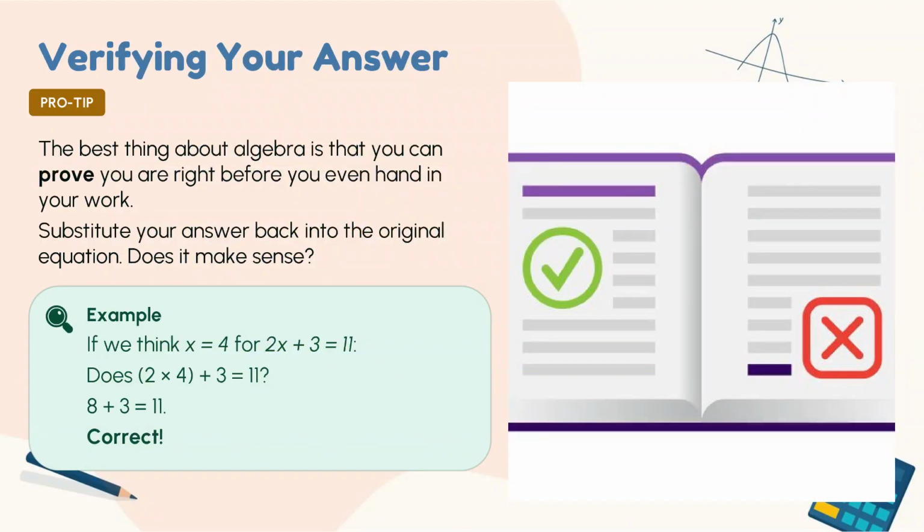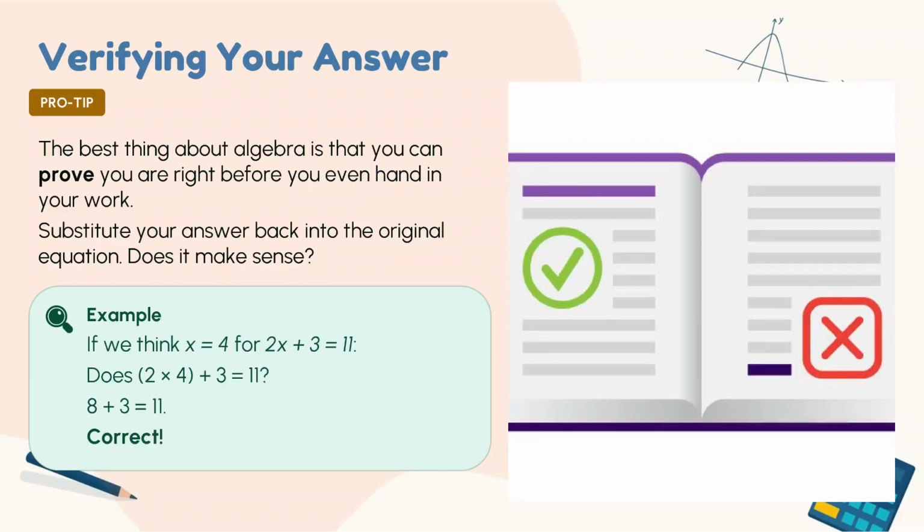One of the best things about algebra is that you can check whether your answer is correct. You do this by substituting your answer back into the original equation. For example, we solved 2x plus 3 equals 11 and found x equals 4. Now, substitute x equals 4 into the original equation.